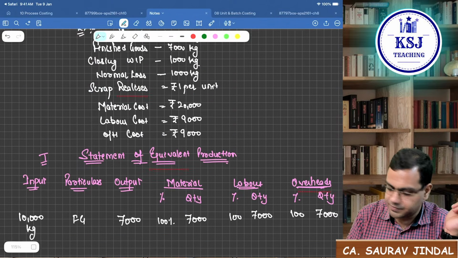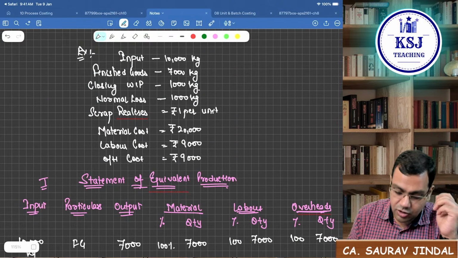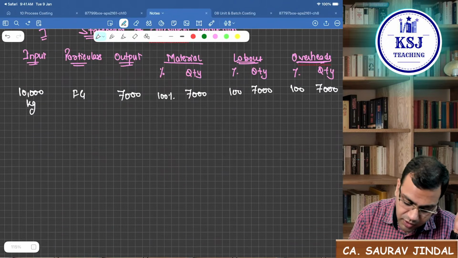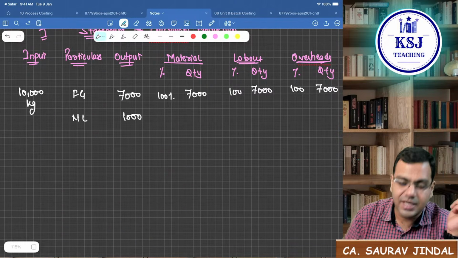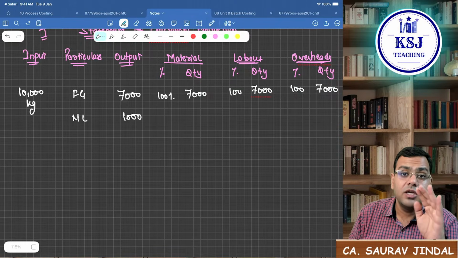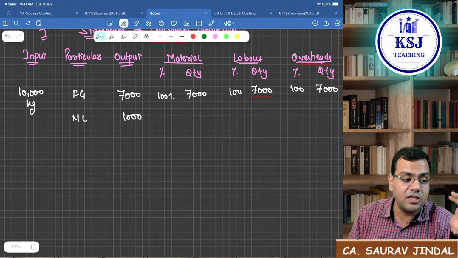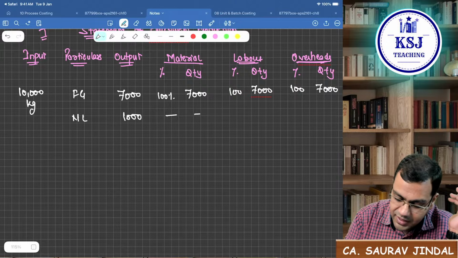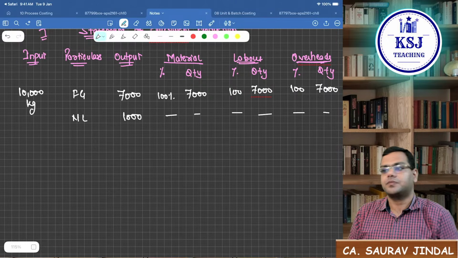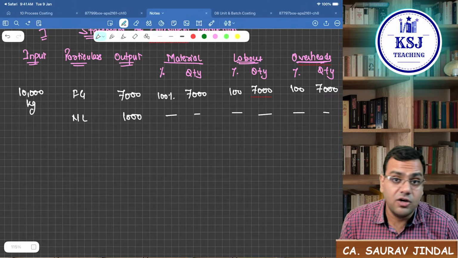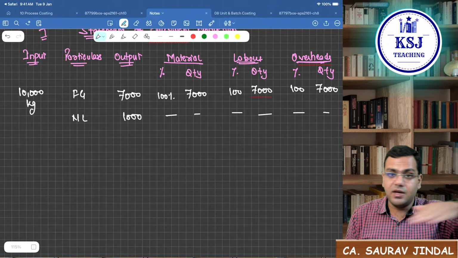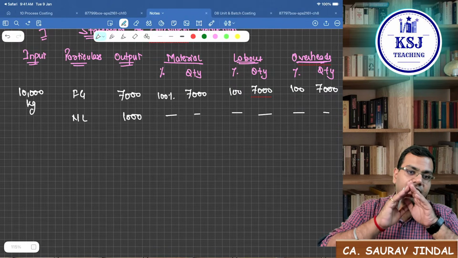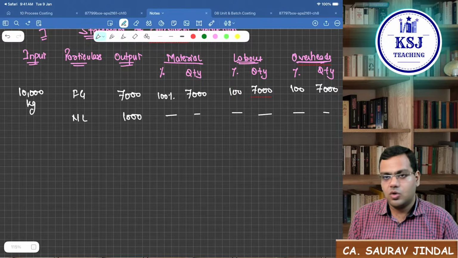After that, next is a normal loss of 1000 kg. Now what to do with the normal loss? Here I am having a normal loss of 1000 kg. In case of normal loss, always remember, you will not write anything in the equivalent production, because normal loss will increase the cost of the good units. So here no good units are there. You will not write anything in the material, labor or overheads.